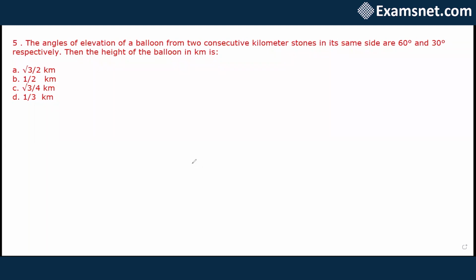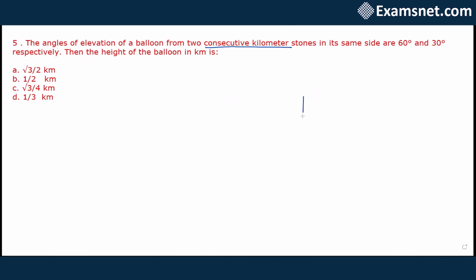Question number 5. The angles of elevation of a balloon from two consecutive kilometer stones on the same side are 60 degree and 30 degree respectively. Then the height of the balloon in km is, there are 4 options given. Now, what does it mean, two consecutive kilometer stones? That means the distance between two stones is 1 kilometer. So let's start with the drawing.